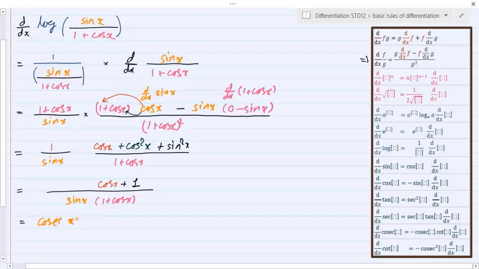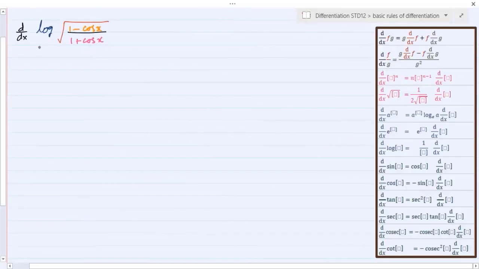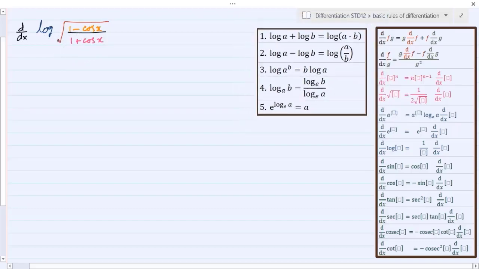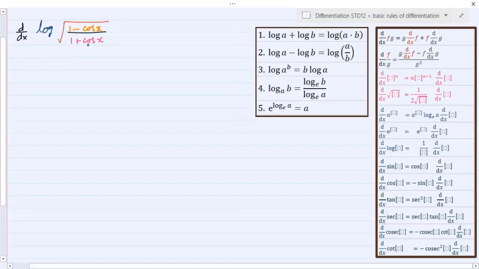Tada! This is your simplest answer. In this question, we have to differentiate log under root of (1 minus cos x) upon (1 plus cos x). And I know you are thinking that log is the outermost function and let's consider a box around the rest of the terms. But I suggest that before we apply the rules of differentiation, let's use the property of log.